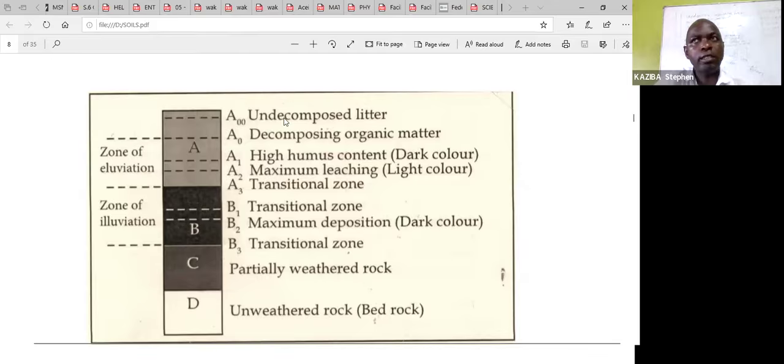So the factors, make sure when you're dealing with the soil, you bring out the soil characteristics leading to the development of well-developed deep mature soils, leading to the development of poorly developed soils. If you're dealing with soil profile, leading to the development of well-developed deep mature soil profiles.